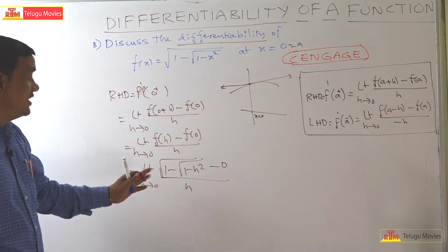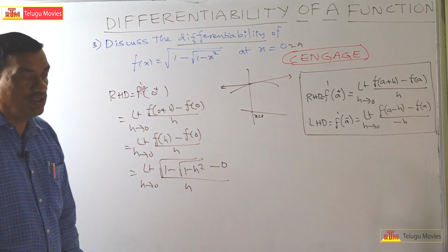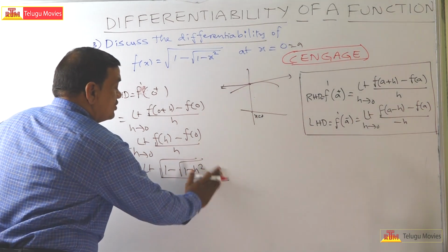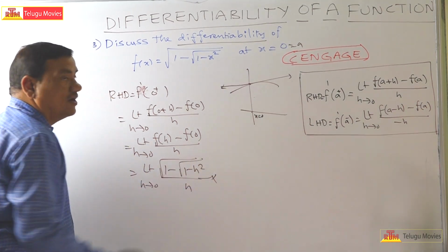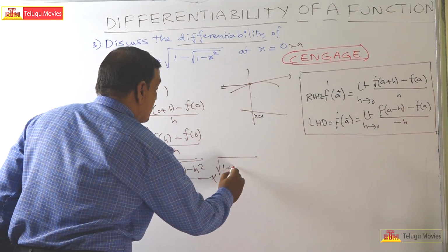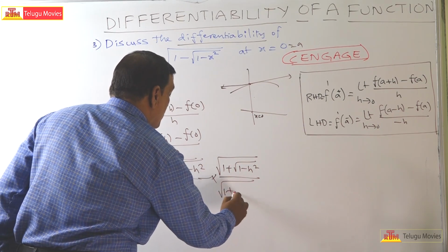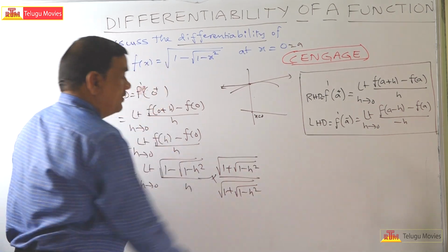Now let us find out this value, limit h tends to 0 of root of 1 minus root of 1 minus h square. You can remove this minus 0 here. Multiply the numerator and denominator with root of 1 plus root of 1 minus h square upon root of 1 plus root of 1 minus h square.